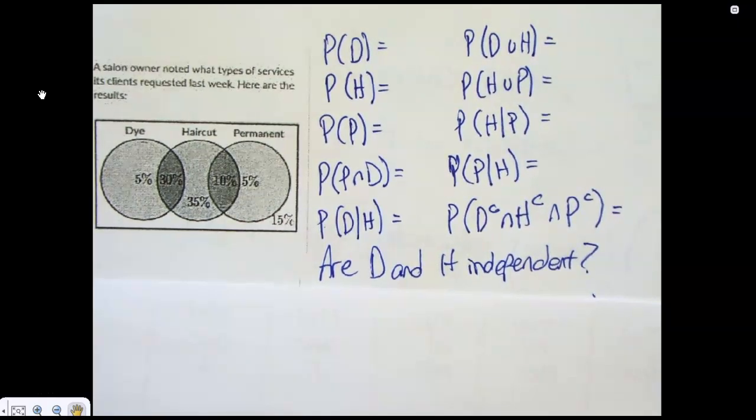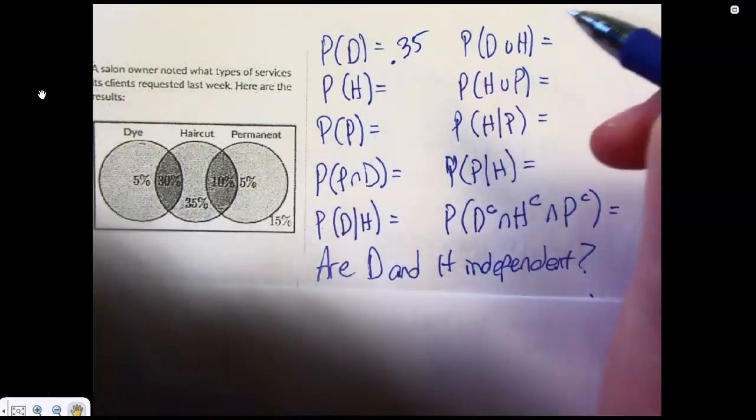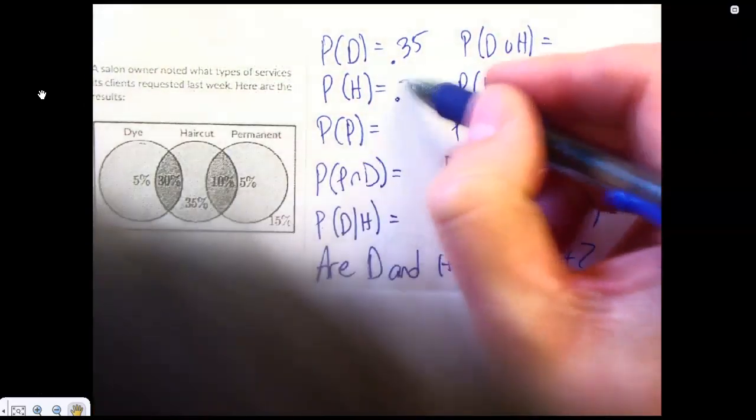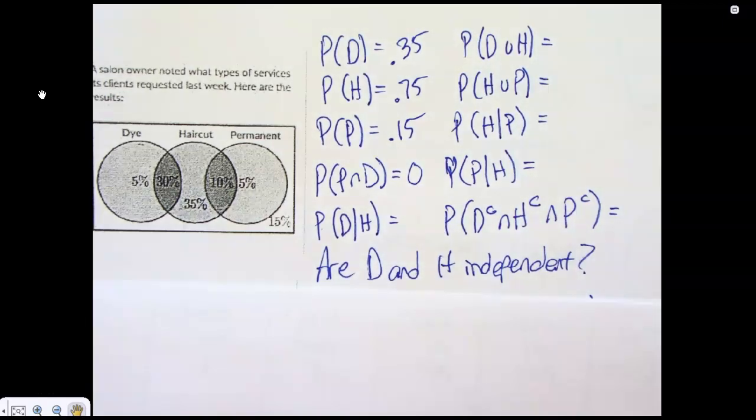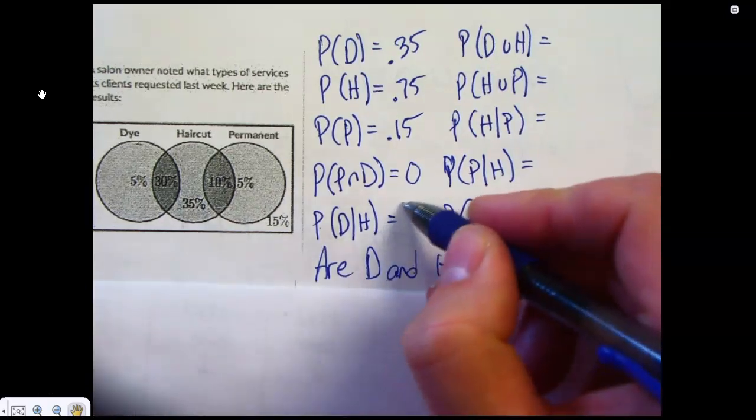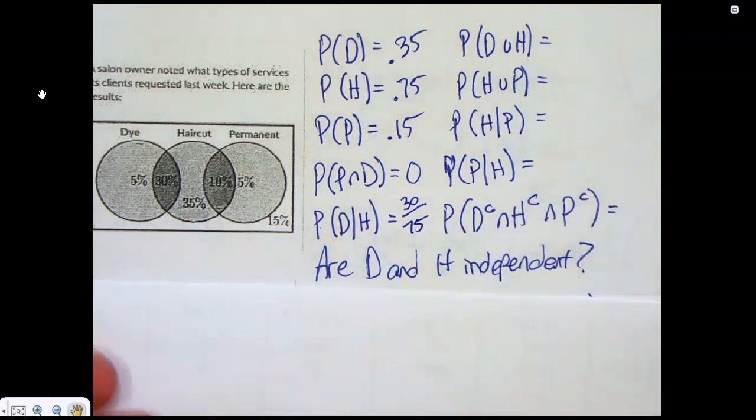Show us that picture. The first, like the left hand side. How did I get 0? Because there's no overlap between permanents. I guess what it's called, it's a perm. I don't know if people do perms anymore. There's no overlap between the permanent and the dye. Any other questions on that left hand side? Where'd you get this? I don't understand this one.